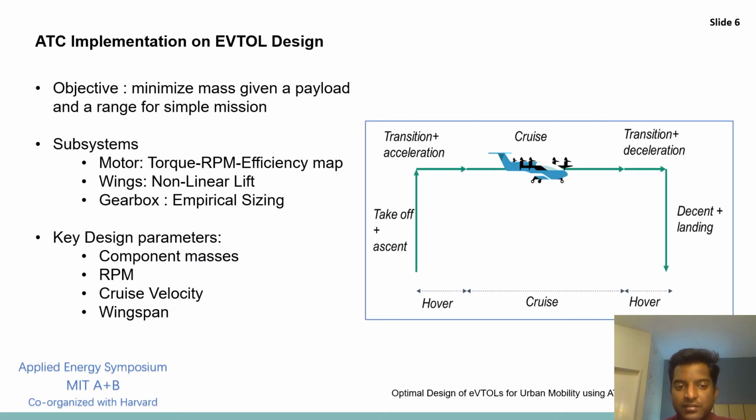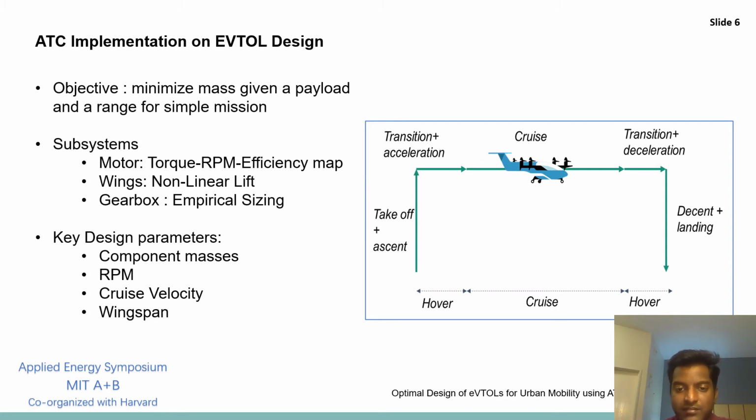Coming to the implementation of ATC on eVTOL design, the problem that we are trying to solve is to minimize the mass of the aircraft, given that it has to carry a specified payload, and it has to do that for a specified range, and the flight planning is done according to a simple mission which is laid out in the image on the right hand side.